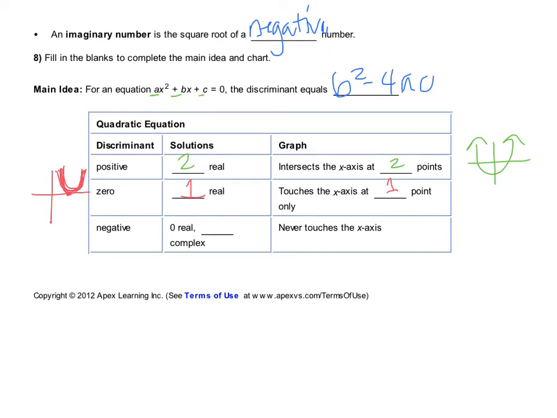And the last one is that if we get a negative number when we plug everything in the discriminant, then what that means is that there's 0 real roots or real solutions, but there's 2 complex solutions or 2 imaginary solutions, and that graph is going to look like that, where it never crosses the x-axis.